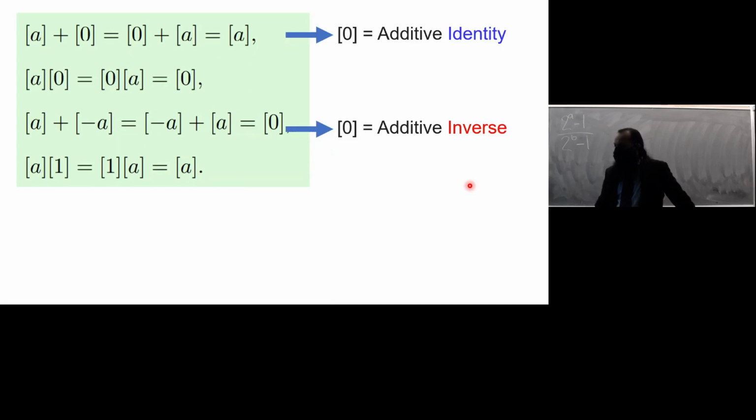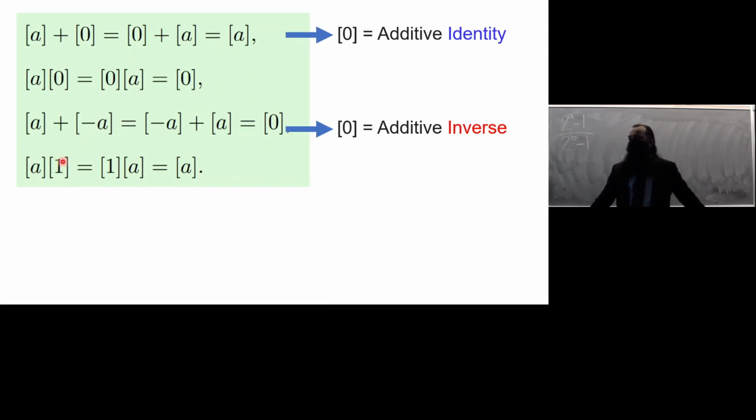Now, if I'm mod 4, what's the additive inverse of 2? It would be 2, because minus 2 is equivalent to positive 2 when we're talking about congruence classes.